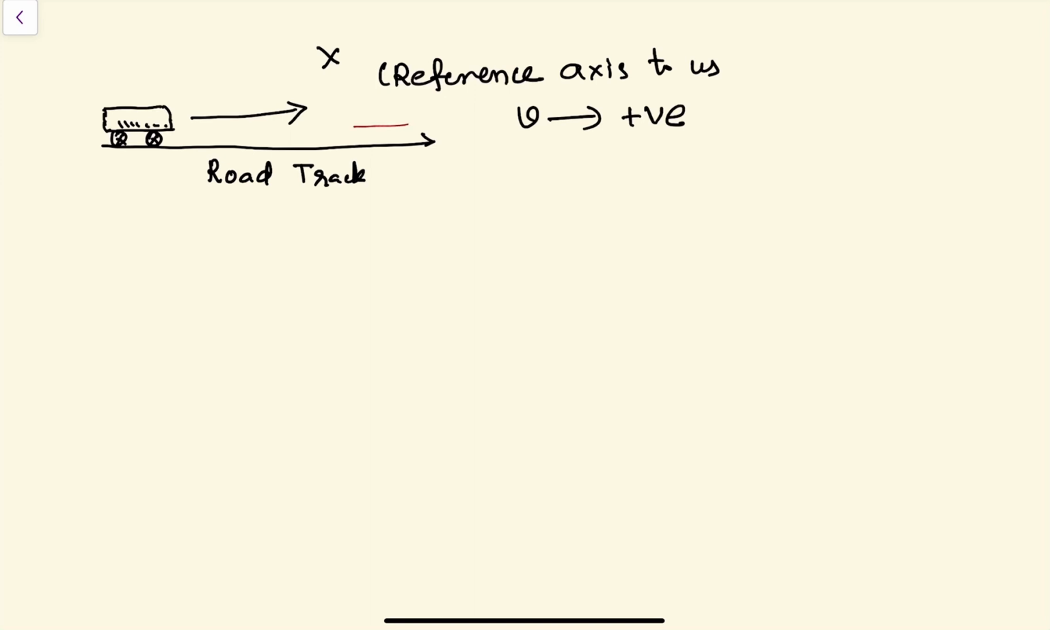Suppose another bus or another body is moving in the opposite direction, in this case the velocity is negative.